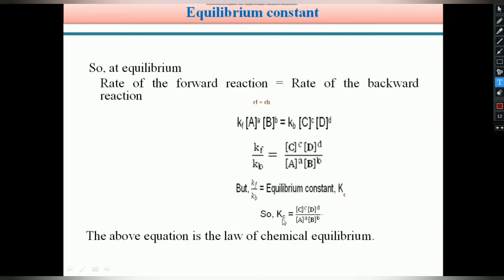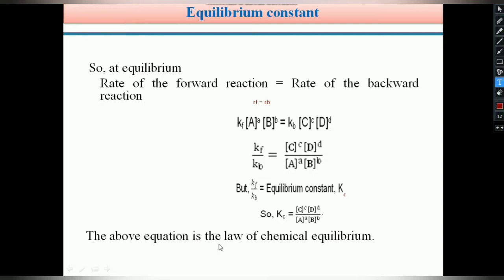Therefore, equilibrium constant Kc is equal to concentration of C to the power of c into concentration of D to the power of d by concentration of A to the power of a into concentration of B to the power of b. This equation is known as the law of chemical equilibrium.